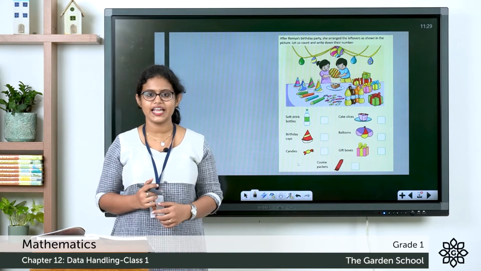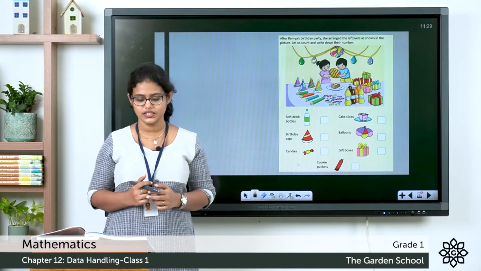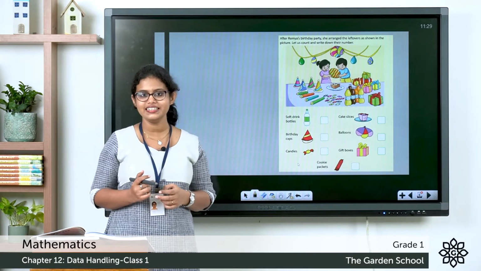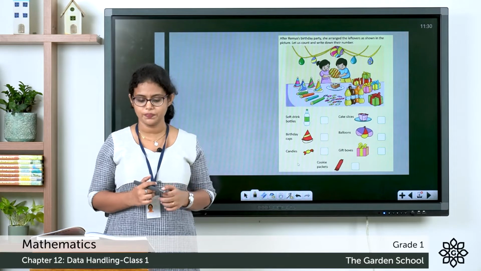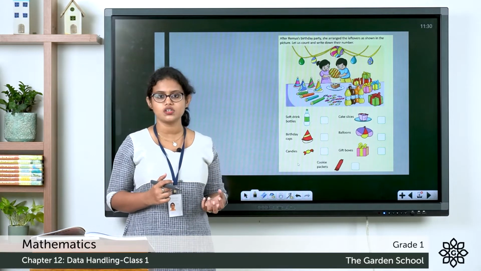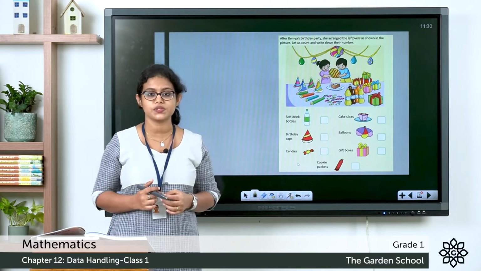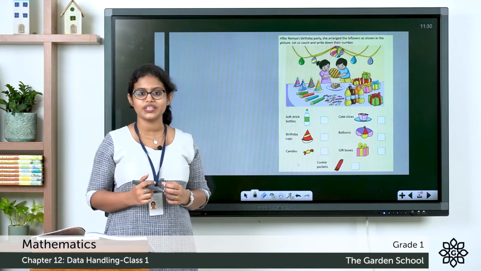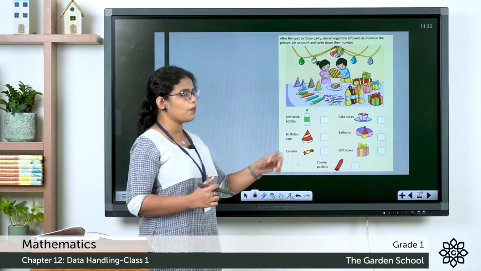Let's see the next one. Page number 170. Here you can see a little girl. Her name is Ramya, and it was her birthday. And she arranged all the leftover items. You can see the leftover items here. So what do you need to do here? You need to count and write their number in the boxes.